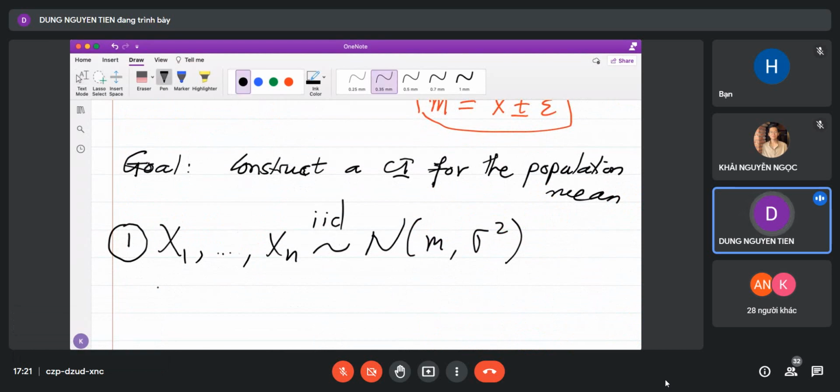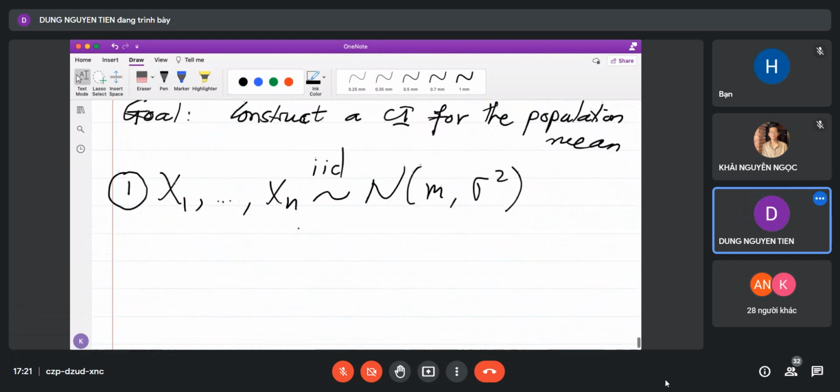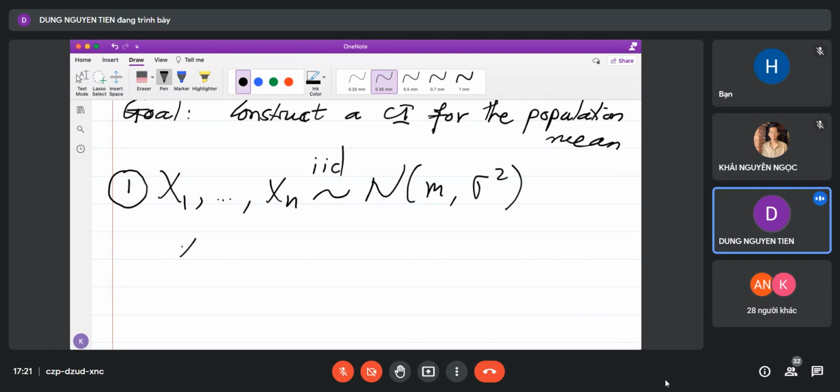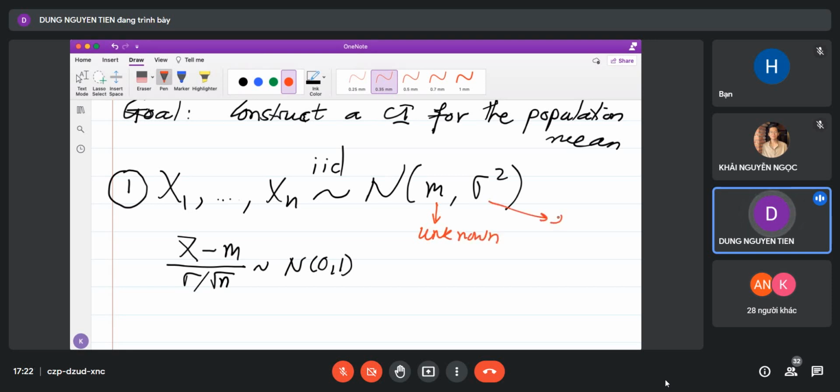So let's say xi follows the same normal distribution with mean m and variance sigma squared, and they are independent. Then we know that x bar minus m over sigma over the square root of n follows the standard normal distribution N(0, 1). In this case, we assume that m is unknown because you want to estimate it, right? You don't know it, and sigma squared is known.